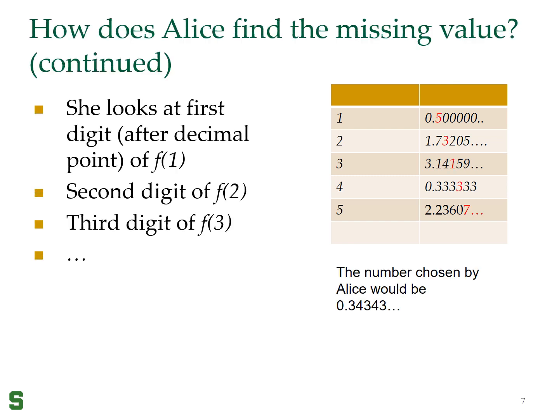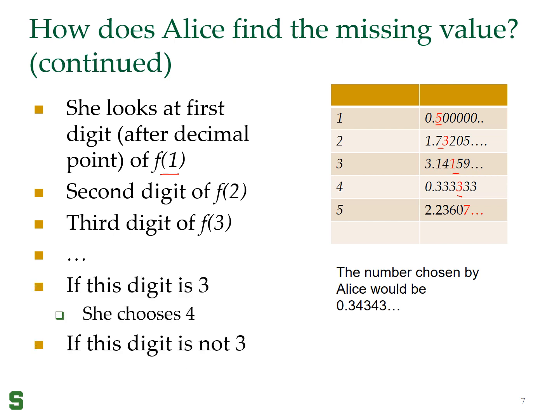The way Alice finds the number is she looks at the first digit of f1. So in this case, the first digit of f1 is 5. Then she looks at the second digit of f2. She looks at the third digit of f3, fourth digit of f4, and so on and so forth. This is the rule she follows. If this digit is 3, she chooses 4. If this digit is not 3, she chooses 3.